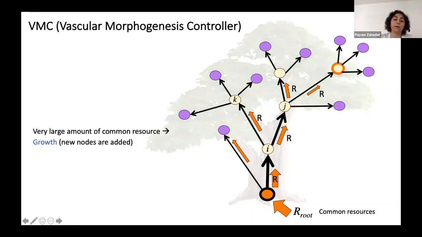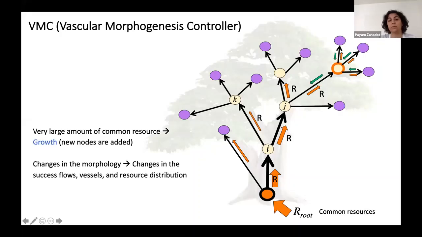So if a very large amount of resources is available at some of these tips, some of the leaves, the leaf is allowed to grow. That means it would get new nodes. So the structure would change. And this change in the structure, in the morphology, means changes in the success flow. So a different amount of success would be produced at this point. And that means a change in the vessels, which follows up with changes in the resource distribution.